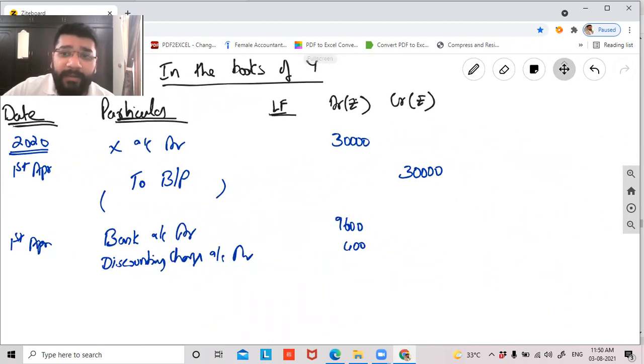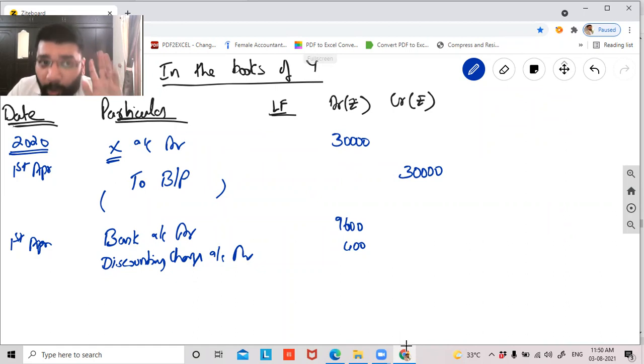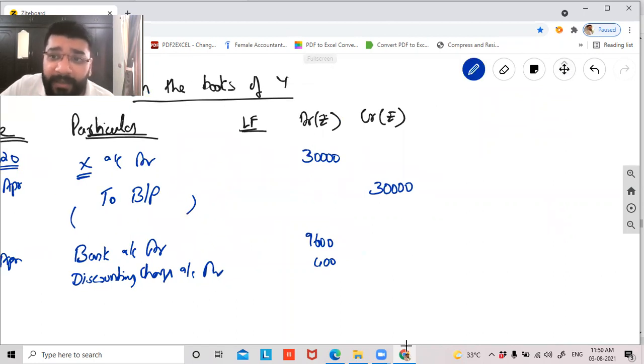It is better to create, guys, in Y's books, you are supposed to create X's ledger. X's ledger you can create in T shape also. I'm not creating a T-shaped ledger. I'm creating a statement form of ledger. Understand this very carefully. Yes, I'm creating X's ledger, not in T-shaped form, in statement format.